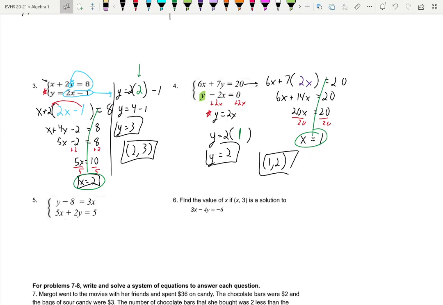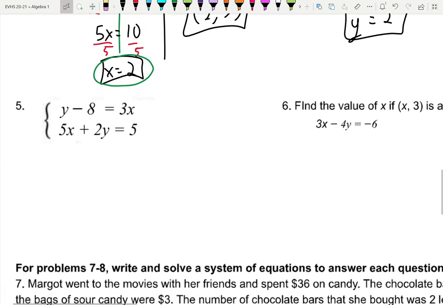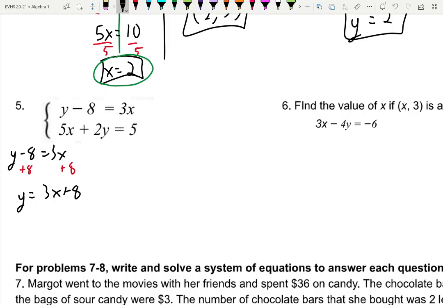All right, number 5. Again, I don't have a variable isolated, but I do see this y on top does not have a coefficient. So if I do y minus 8 equals 3x, what could I do to get y by itself? Well, if I added 8 on both sides, that would give me y is equal to 3x plus 8. Okay, I've got y by itself, which means that is now my star equation.